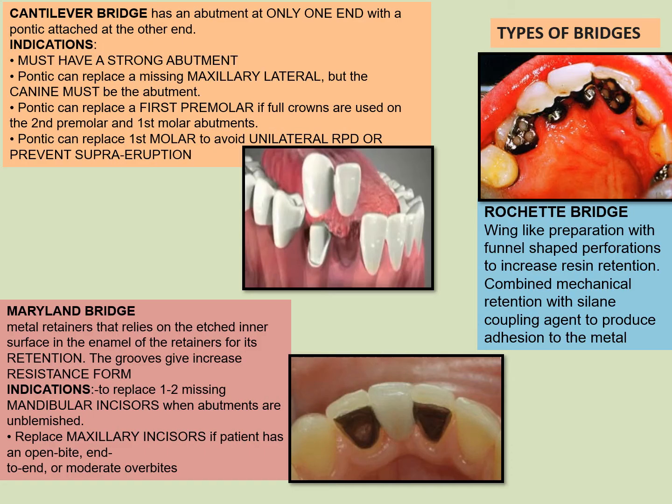Now you can see this is your Maryland bridge, and it's a conservative resin retained FPD with solid metal retainers that relies on the etched inner surface and the enamel of the retainer for its retention, and giving the groove form. So in children you can use this resin retained FPD. They are only used for replacing one or two missing mandibular incisors, or used as a splint, or replacing a single posterior tooth. You can see it's like a wing-like preparation.